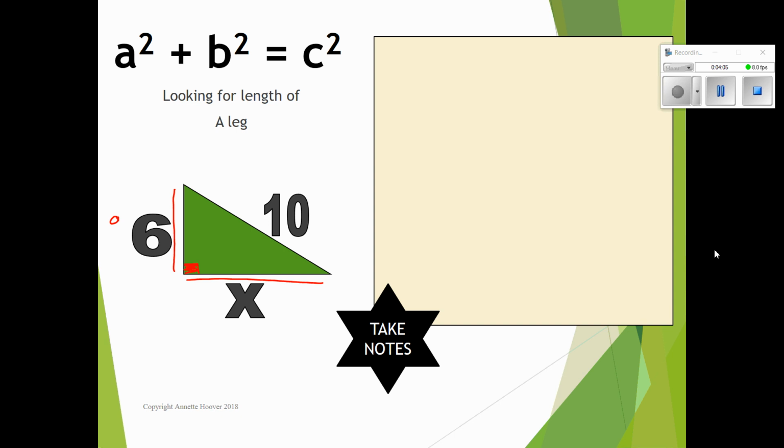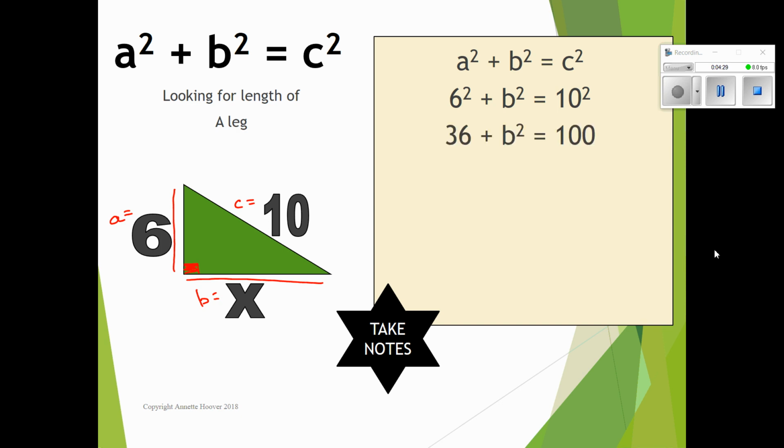So I'm just going to call A 6. B is unknown, and C is equal to 10. So this time when we plug in the numbers, we're going to plug in 6 to either A or B. I plugged it into A, but this time we know the hypotenuse, or the C. So we write 6 squared plus B squared equals 10 squared. Okay, so now we square both the 6 and the 10, and you would have 36 plus b squared equals 100.